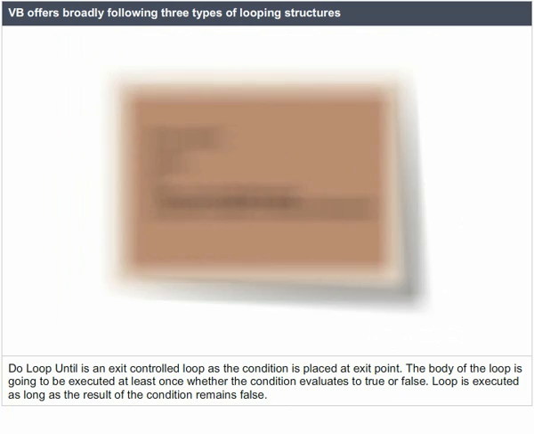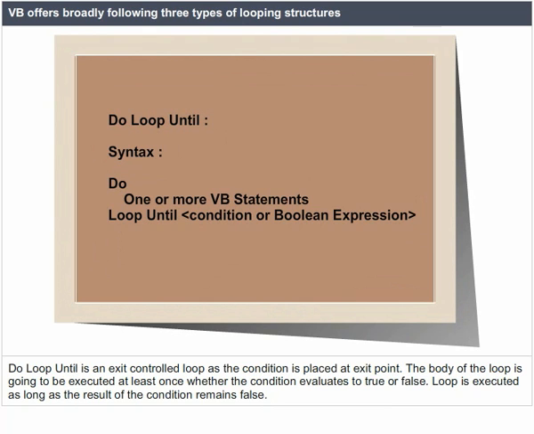Do loop until. Syntax: do loop until is an exit control loop as a condition is placed at exit point. The body of the loop is going to be executed at least once, whether the condition evaluates to true or false. Loop is executed as long as the result of the condition remains false.